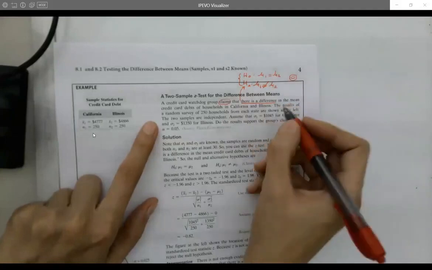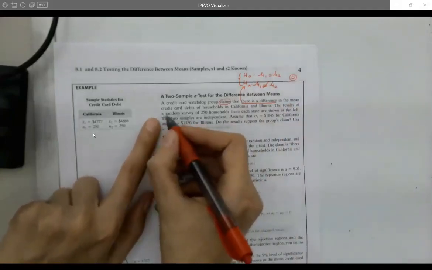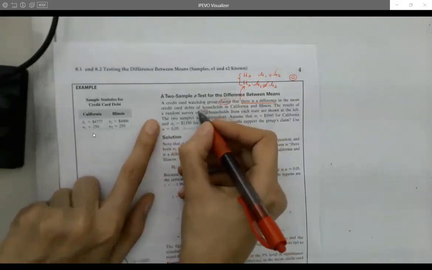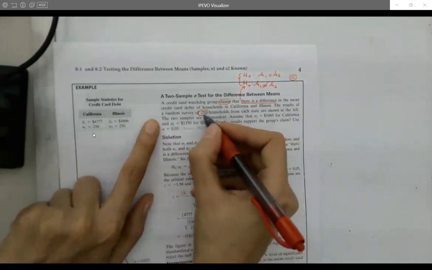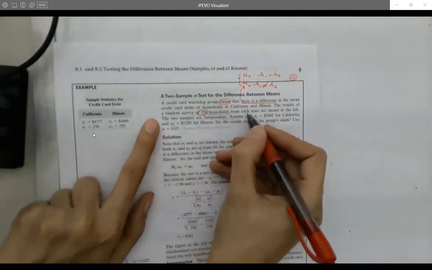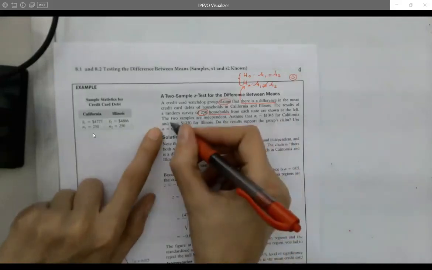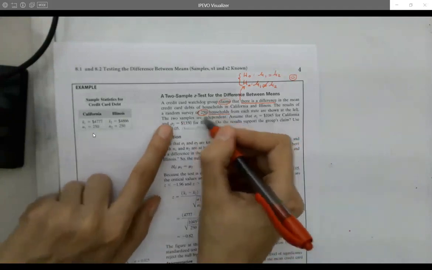Well, let us move on. The results of a random survey of 250 households from each state are shown at the left. So 250.